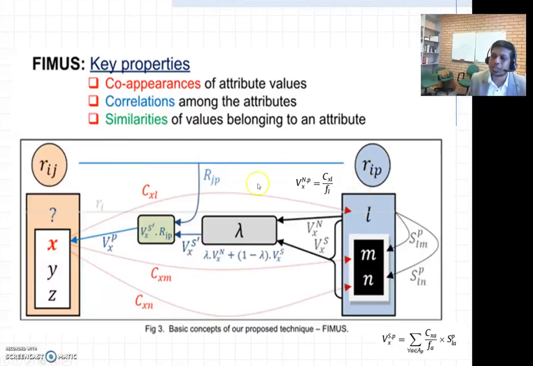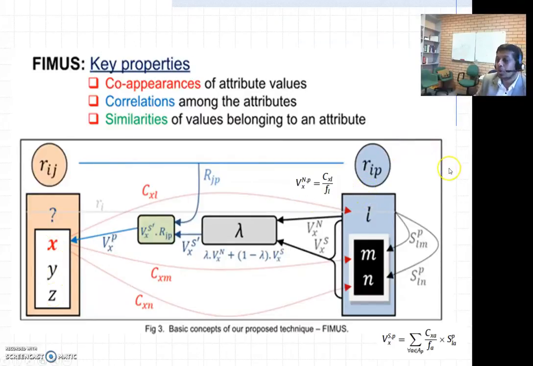When we are calculating the vote for X based on the pth attribute, we also consider the correlation between the jth and pth. If the pth attribute is not correlated at all, then this will be 0 and the vote will be all 0, so there will be no influence of this pth attribute in calculating the voting of the jth attribute's values. Once we get this RJP, we get the final vote for X based on the pth attribute. Similarly, we repeat the process for the final vote for Y and the final vote for Z based on the pth attribute.